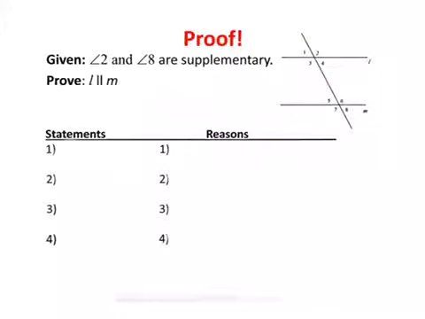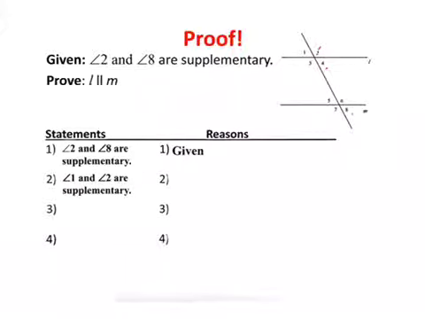In this problem, it tells us that we are given angles 2 and 8 are supplementary, and they've asked us to prove that L is parallel to M. Well, first step, we're going to state the given. From this, I go, okay, I've got 2 and 8. I should also notice that 2 and 4 are also supplementary because they're a linear pair, so I'm going to go that route. Oh, and in this case, I mean 1 and 2, not 2 and 4. 1 and 2 also are supplementary by the same reason. So 1 and 2 are supplementary because they are a linear pair.